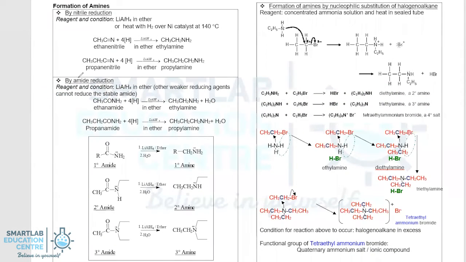Formation of amines. Amines can be formed by nitrile reduction. In nitrile reduction, you can use lithium aluminum hydride in ether, or you can heat it with hydrogen gas over nickel catalyst.